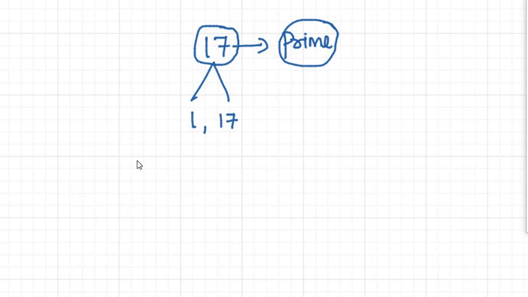A prime number is one which has exactly two divisors. A prime number is the one which has exactly two divisors. And both the divisors are what? Improper divisors. Both the divisors are improper divisors.